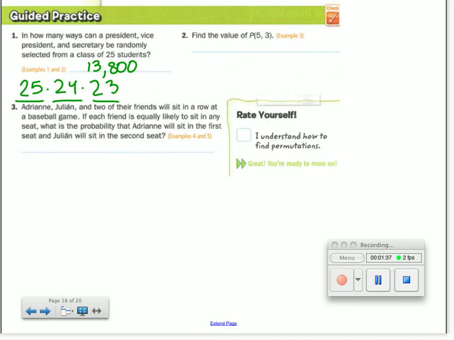When it's set up like this, the second number is telling you how many factors you need, and the first number is telling you what you're going to start with. So it's 5 times 4 times 3. Okay? So who can tell me what is 5 times 4 times 3? 60. So there's 60 different outcomes for this permutation of the first 3 factors of 5.